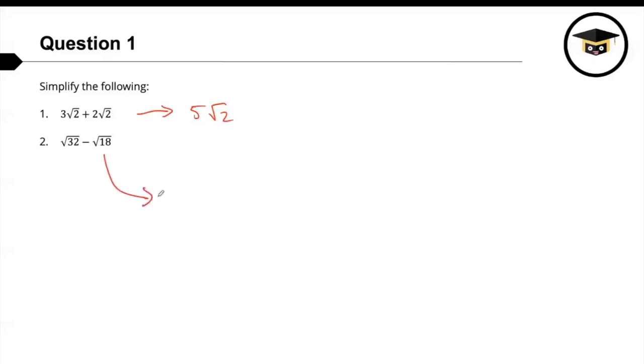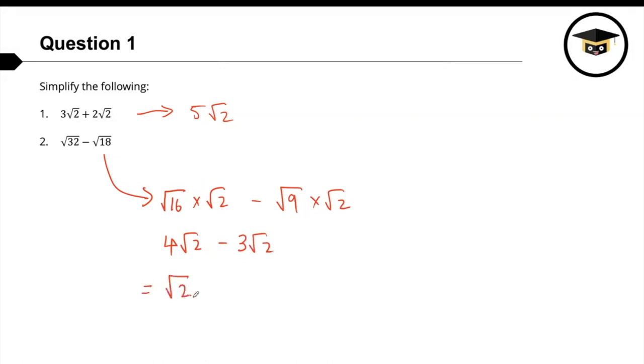Over here, we have root 32 minus root 18. Now, at first glance, it doesn't look like we have like terms, so we can't really add or subtract. But really what we need to do is simplify each surd. So root 32, we know we can write that as root 16 times root 2. And root 18, we can write as root 9 times root 2. That's going to simplify to be 4 root 2. And that's going to be simplified to 3 root 2. So 4 root 2 minus 3 root 2 is going to be simply root 2. So hopefully question 1 makes sense.